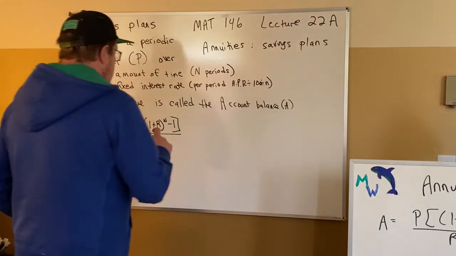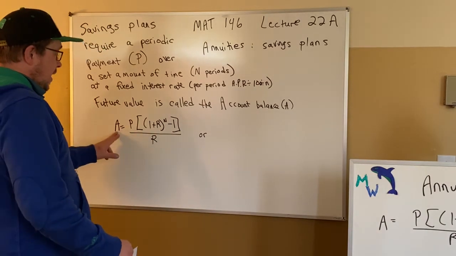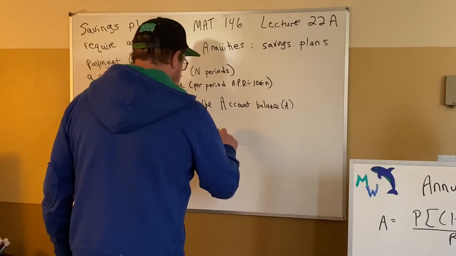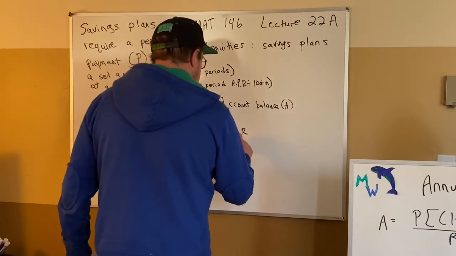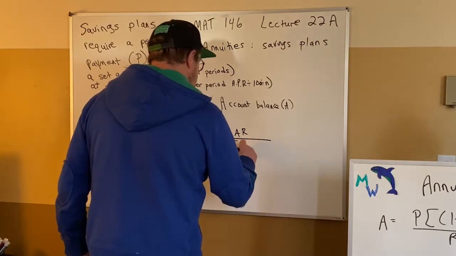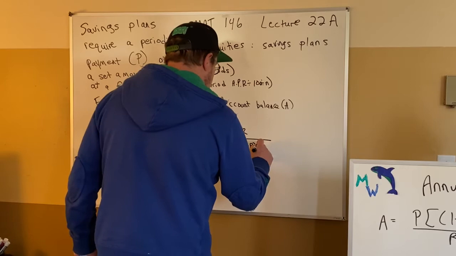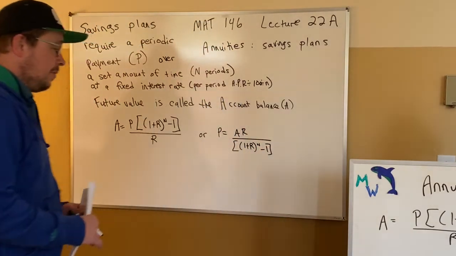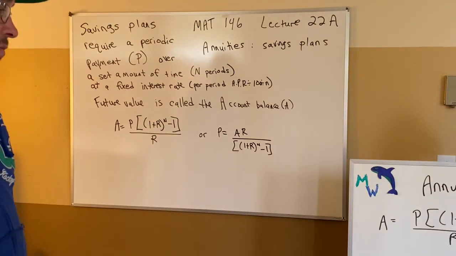So the other formula that we can have is, if I multiply both sides by R and divide by the square bracket, we'll find out that P is equal to A times R, and then it's going to be divided by the square bracket of 1 plus R to the power n, and then minus 1. And those are the two formulas that we have, which we'll keep right here on this board for our uses as we're going through and doing problems.